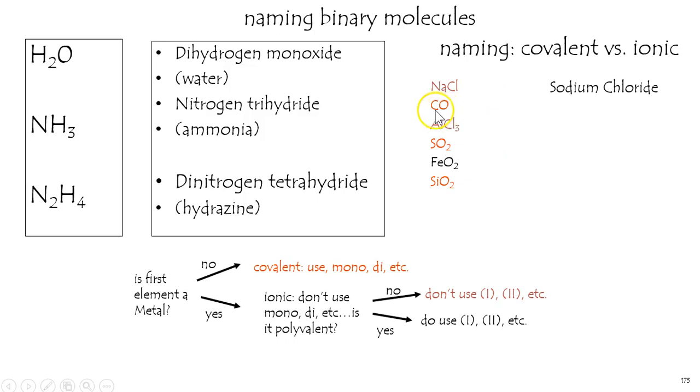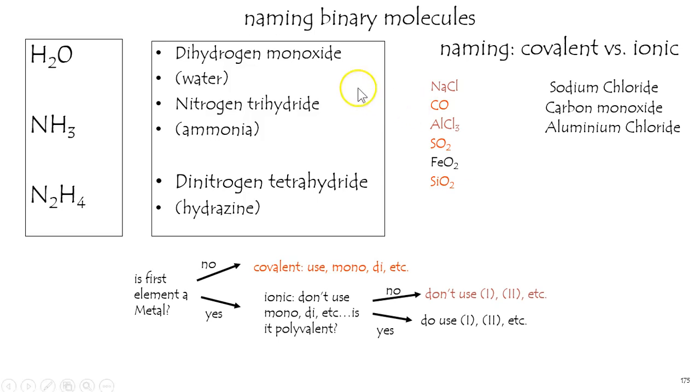This one is to the right of the staircase, therefore it's covalent, so name it carbon monoxide. Perhaps you already knew that. So just learn to apply those. No mono, di, tri if it's a salt. This one is a salt, so we better just say aluminum chloride, not aluminum trichloride.